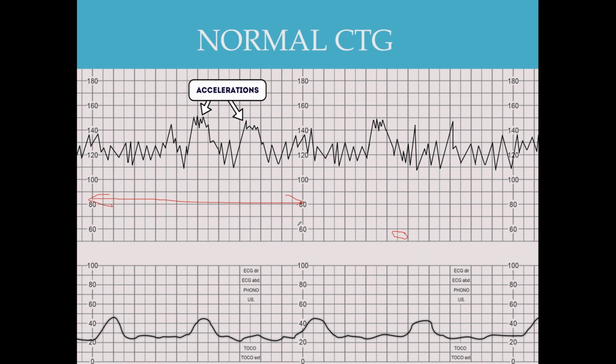So when we have a CTG, we have two electrodes. One electrode is attached to the fetal scalp to read the fetal heart rate, and the other is placed on the abdomen to record the frequency and duration of the uterine contractions. This is the TOCO, which is about uterine contraction.